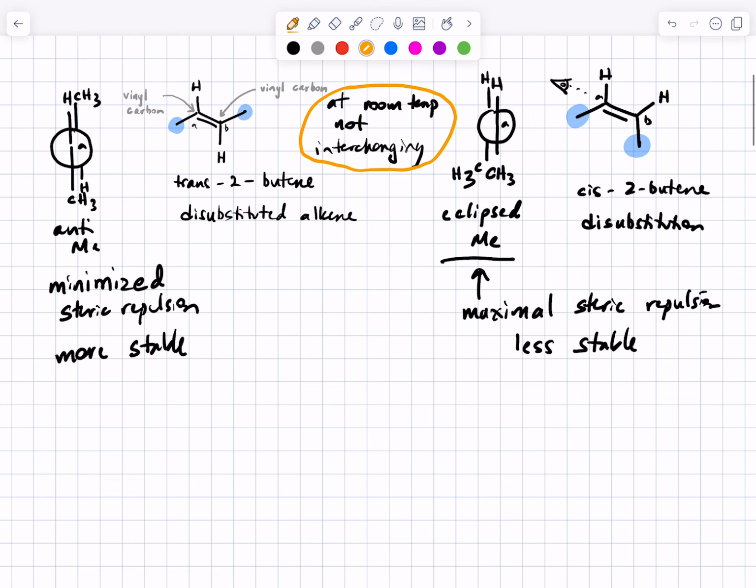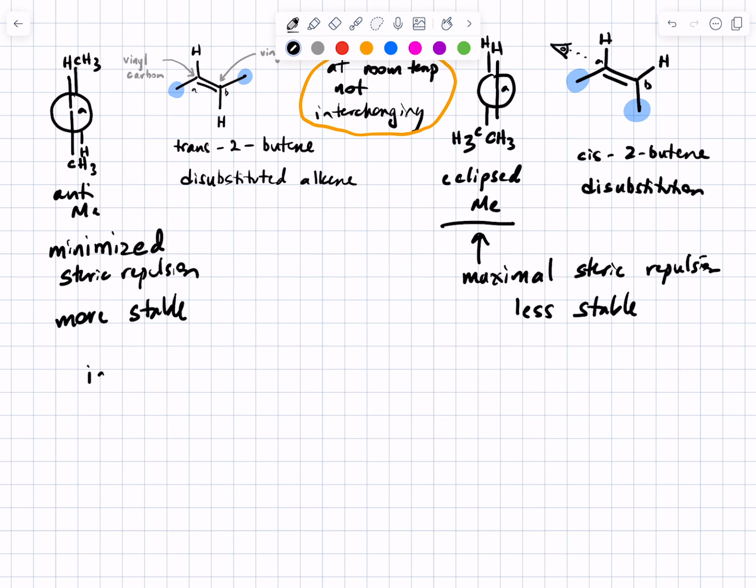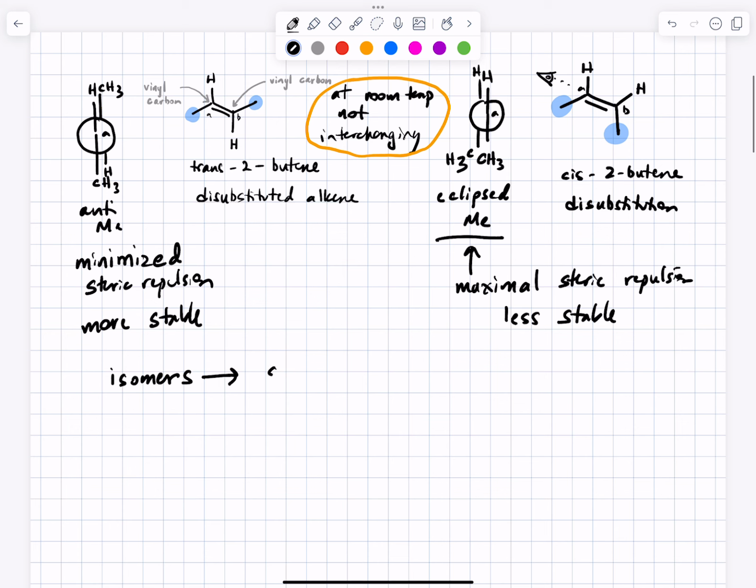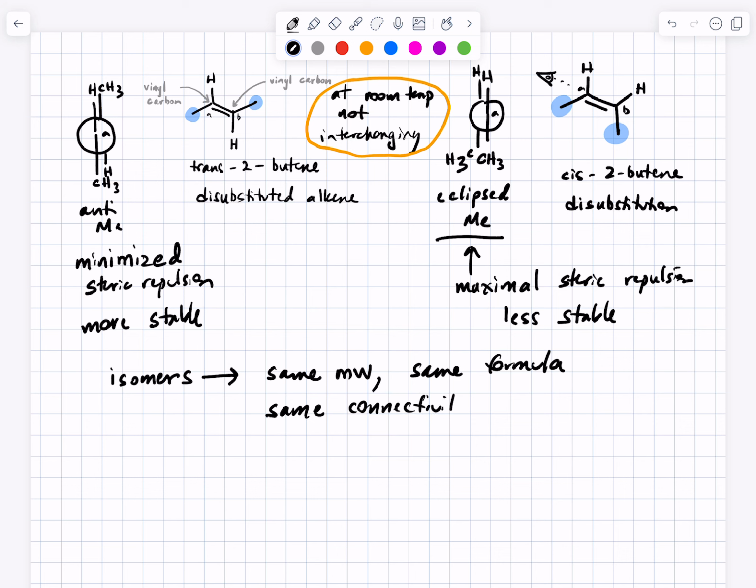So these two molecules, interestingly, are isomers of each other because they are not interchanging with each other. They're not in equilibrium at room temperature. And they're a special class of isomer. Like all isomers, they have the same molecular weight and the same formula. Unlike a lot of isomers, they have exactly the same connectivity. That is, they're both 2-butene. They both are a 4-carbon chain with a double bond between carbons 2 and 3.